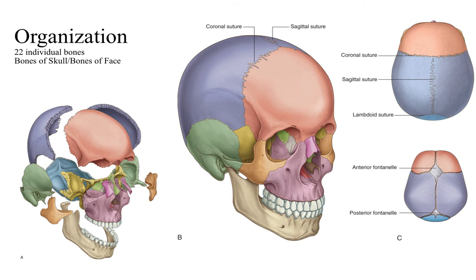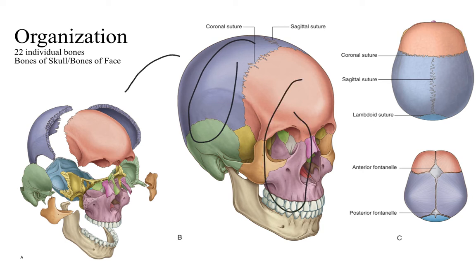So there are 22 individual bones in the skull and in the face, and we separate them. The bones of the skull would be those considered back here, and the bones of the face would be those considered up here. And as you can see, they are all sutured together, and this is the blown apart version of what they look like.